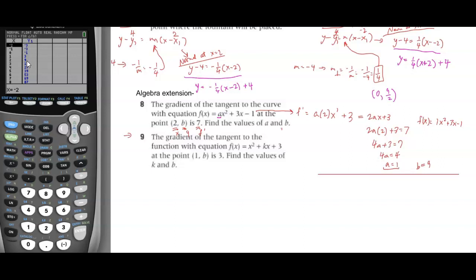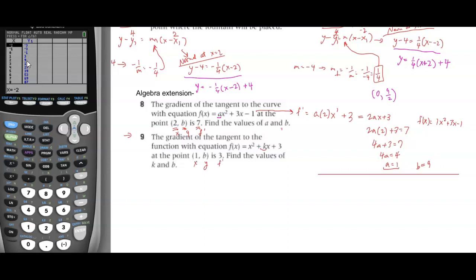The gradient of the tangent to the function with equation blah, blah, blah. Here, do you see what they're doing? Same thing. They're putting a k in there, so we can't put it in the calculator and just do second calc dy dx. We need to use power rule, okay? Basically, the rest is kind of the same. When x equals 1, what's the y value? The derivative value is 3.